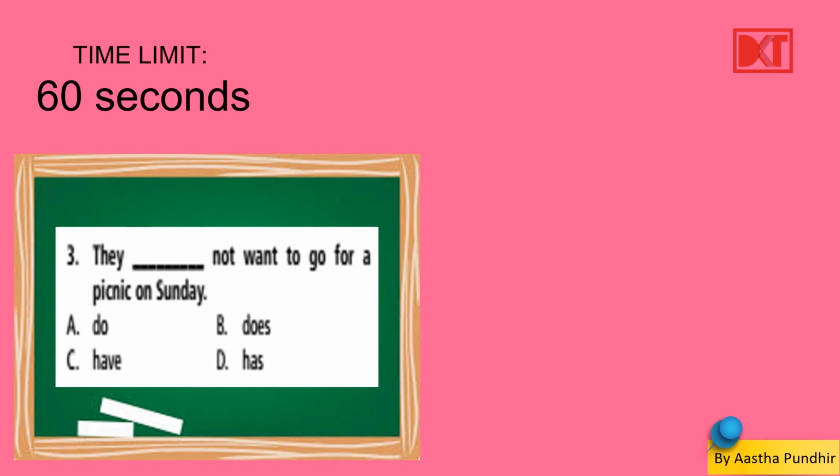Okay, here they dash not want to go for a picnic on Sunday. They do not want to go, they does not want to go, they have not want to go, or they has not want to go. Now here we have another verb, want, and this is the V1 form. So with the V1 form we are going to use an auxiliary verb, either do or does. And we have they, so with this subject they we use do. They do not want to go for a picnic on Sunday. We are not using have or has because we are not given the V3 form. Alright, so it is pretty clear.